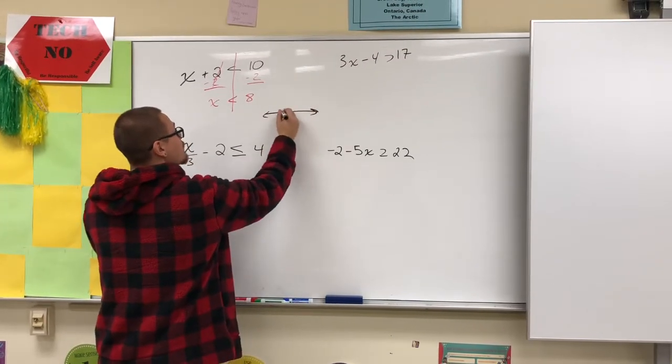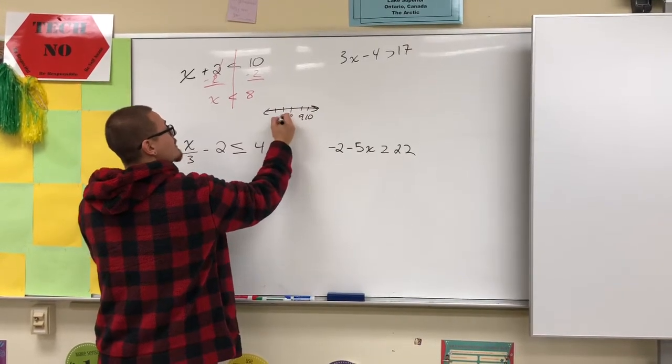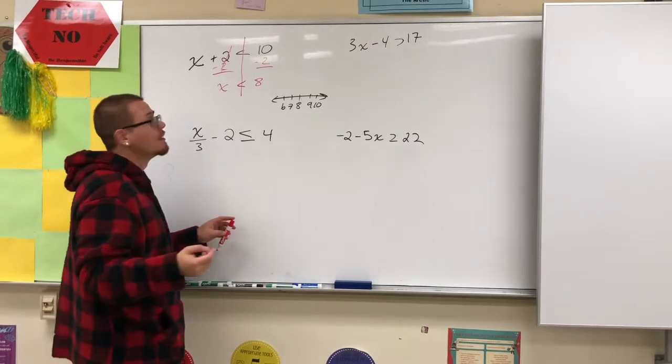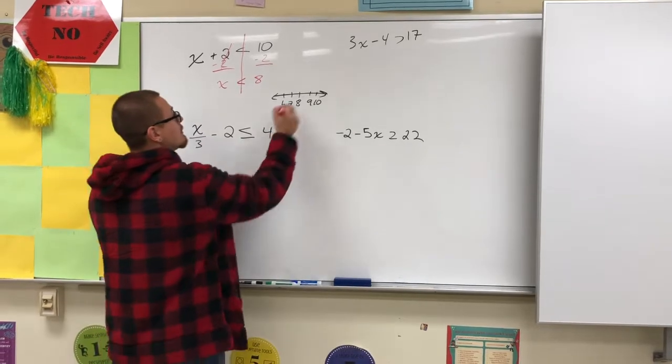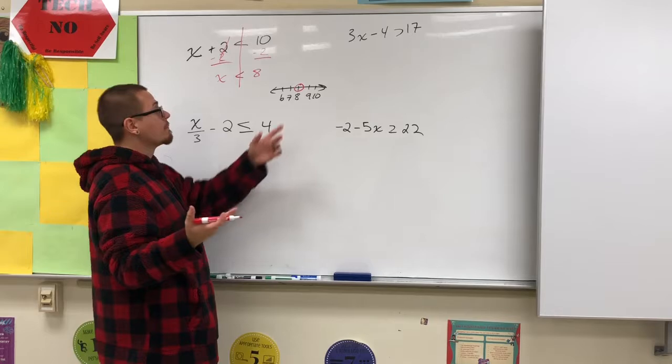So we make our 5 numbers, 5 tallies, 8, 9, 10. To the left, we have 7 and 6. What kind of circle is this going to be? Open. It's just less than 8. So then which way do we go to say which ones are less than 8? Left.